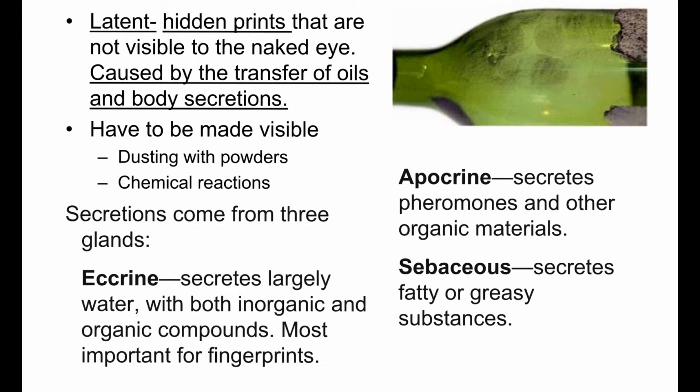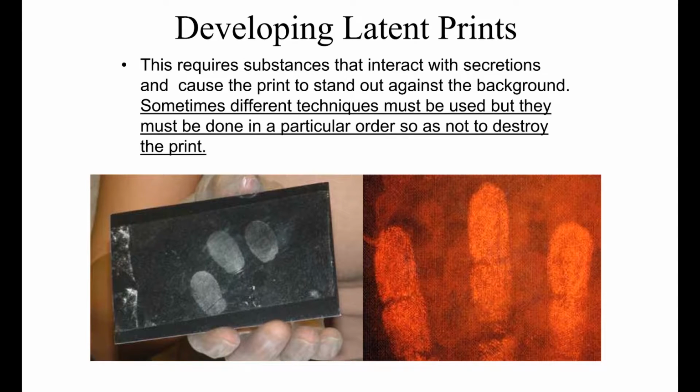So let's talk about where the stuff that makes up these prints comes from. The secretions come from glands within your body, and there are three major kinds, and they all secrete something slightly different. Eccrine glands secrete mostly water and organic and inorganic salts. These secretions make up the bulk of your fingerprints. We also have apocrine glands, and they secrete pheromones and other organic materials. Pheromones are like chemical signals. And then we have sebaceous glands, which secrete fatty or greasy substances. So think more oil.